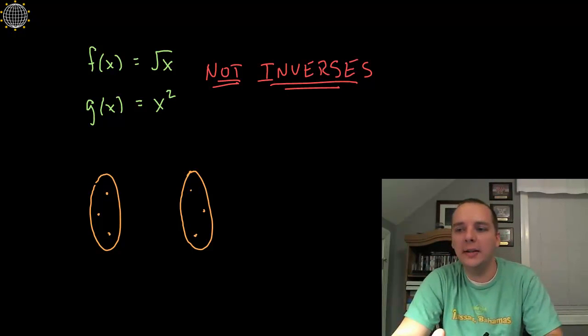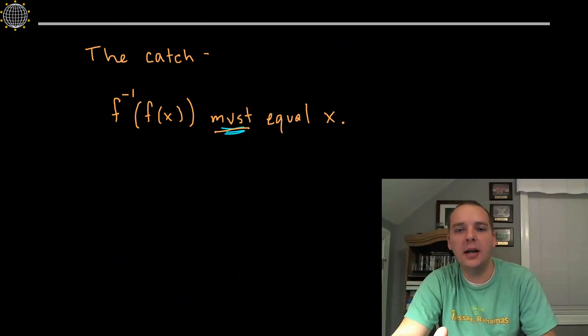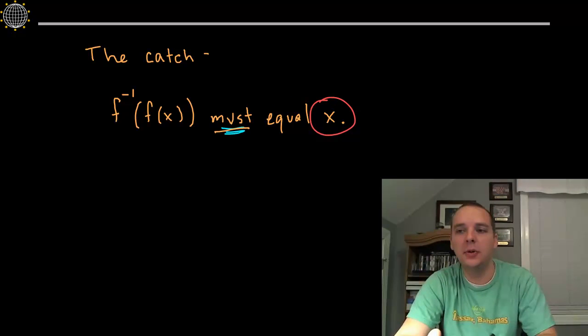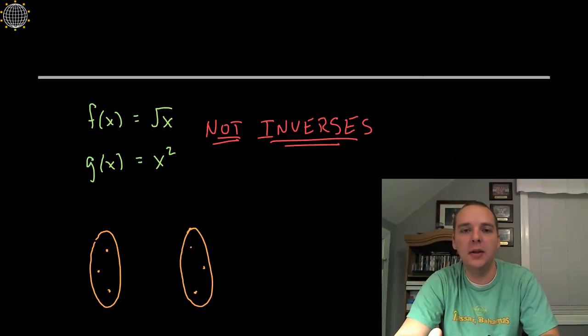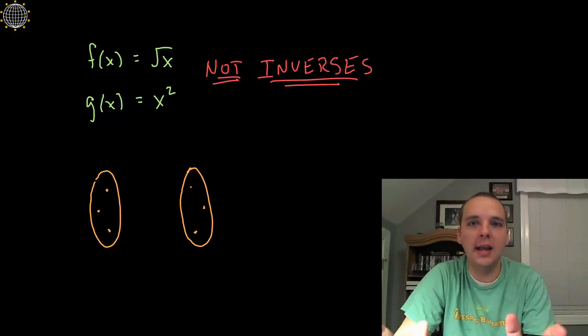Well, the idea is this. It's very subtle. It was this caution I had up here. When you compose these two, they must equal x for every input possible. And so here's what I'm thinking of that makes these not be inverses. Take something like -4.